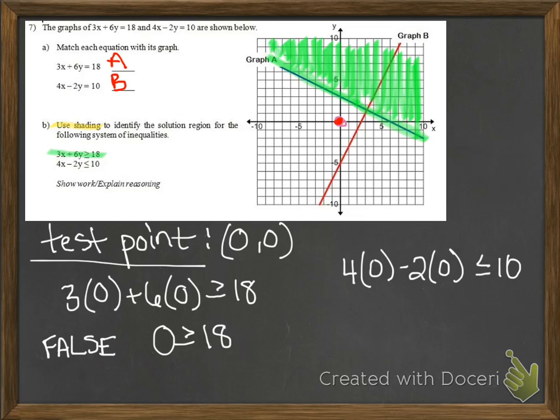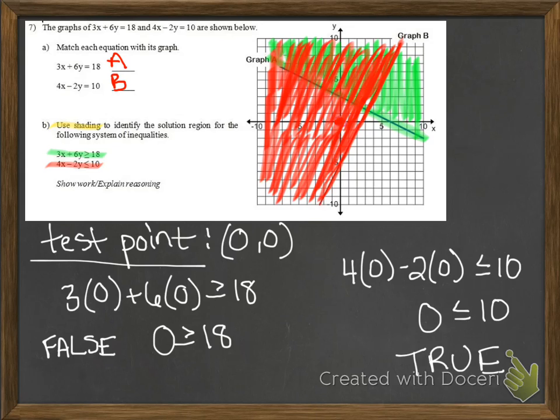Now we need to repeat the process for graph B. 4x minus 2y is less than or equal to 10. Plug in 0 for x and 0 for y. That gives me a true statement this time. So for that line, we need to go ahead and shade the side that does have 0, 0. That's the good side to shade.